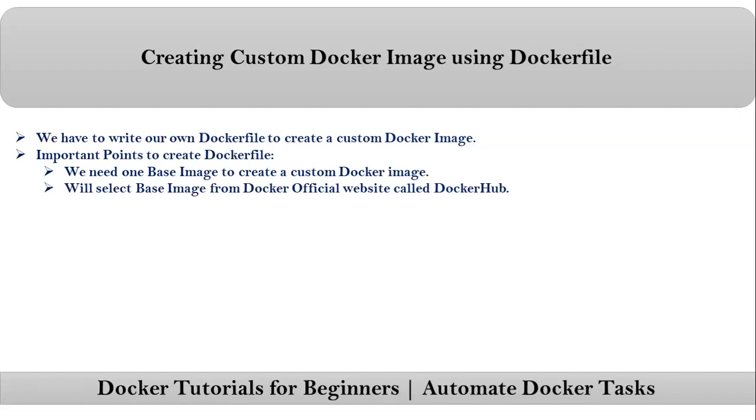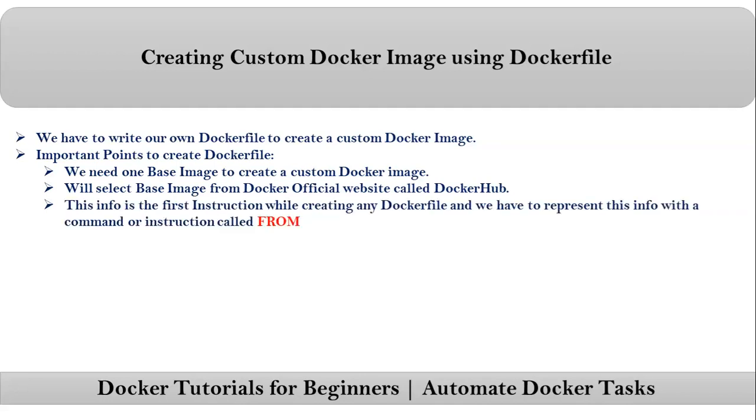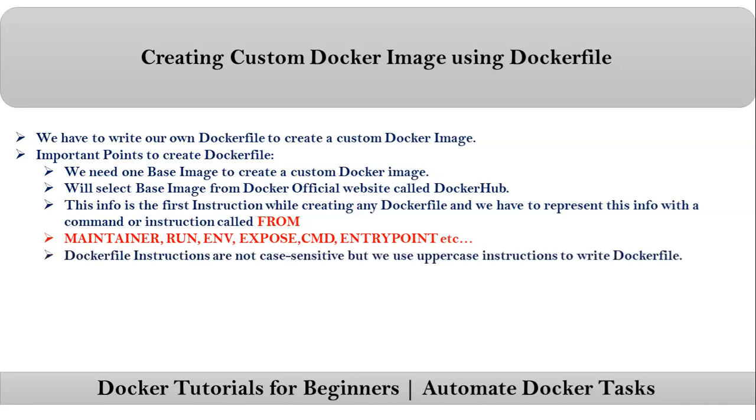And this base image information is the first instruction while creating our Dockerfile. And we have to represent that with an instruction called FROM. Not only FROM, based on requirement, we have different types of instructions or commands for our Dockerfile. Some of them are like MAINTAINER, RUN, ENV, environment, EXPOSE, CMD, ENTRYPOINT, and so on. And here, all these instructions are not case sensitive. While implementing your Dockerfile, you can write these instructions in lowercase letters or uppercase letters. But the suggested way is using uppercase letters only.